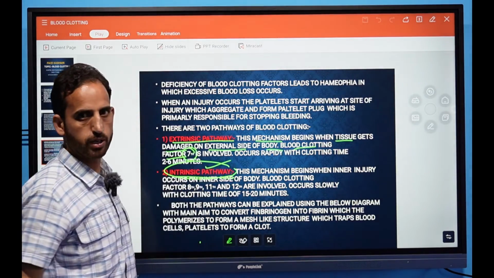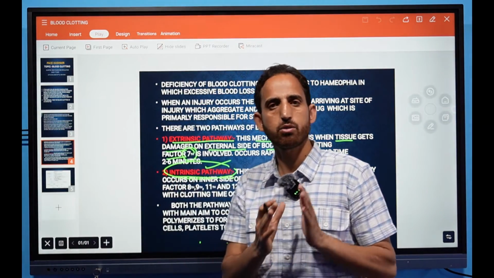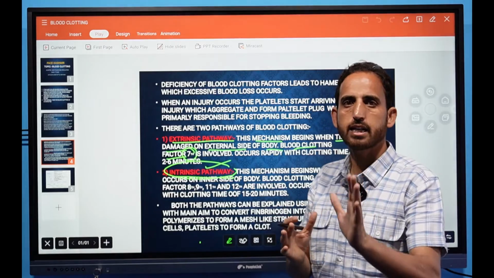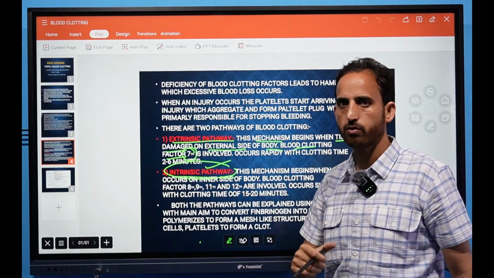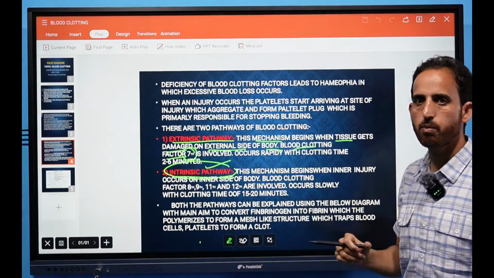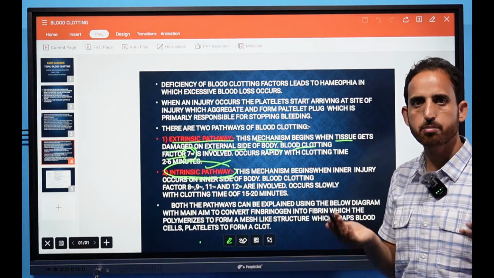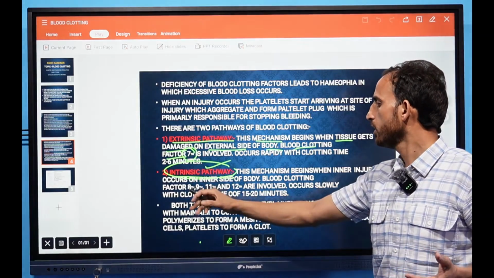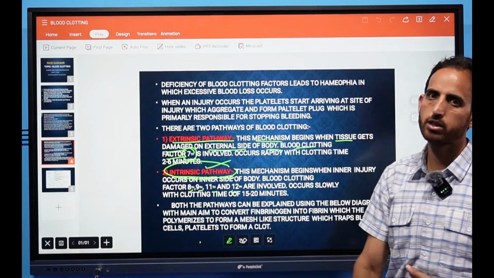7th blood clotting factor. So the 7th blood clotting factor is the first blood clotting factor that gets activated during this extrinsic pathway. But if we look towards the intrinsic pathway, what are the blood clotting factors that play the role? I have mentioned it here: it is the 8th blood clotting factor, the 9th, the 11th, and the 12th.